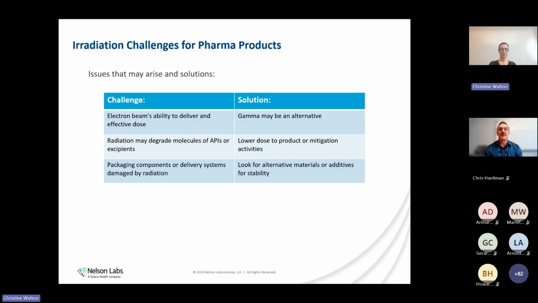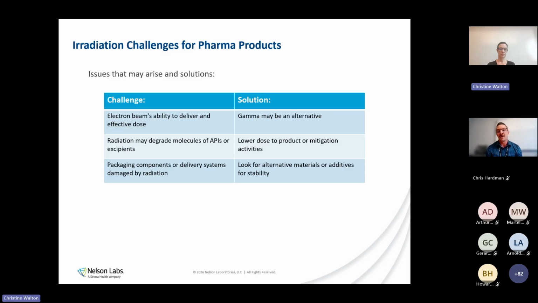A lot of that will come into the material compatibility, the product, the API excipient compatibility of radiation in general. But there are options within radiation, electron beam versus gamma, that can be looked at to determine if there's one that's more suitable for your product. Radiation may degrade molecules of APIs or excipients. There is the potential to look at lower doses for the product. So if you have a fairly clean product or raw material, try to drive that dose as low as possible to mitigate those harmful effects to the API or excipient.